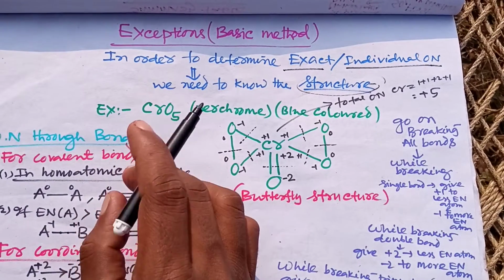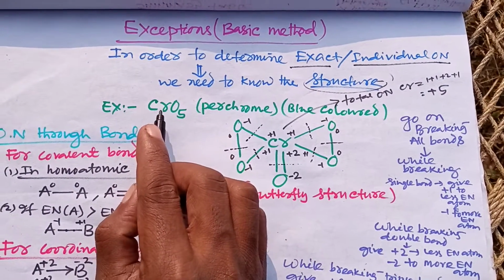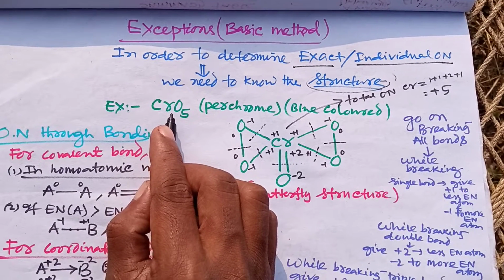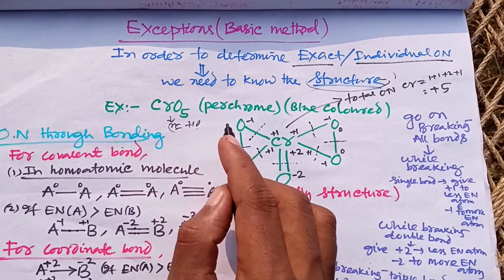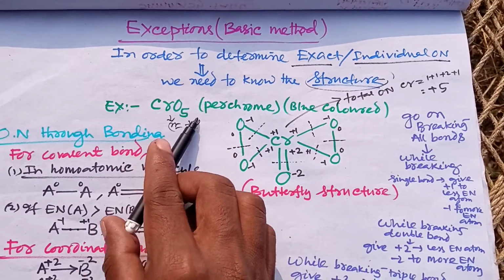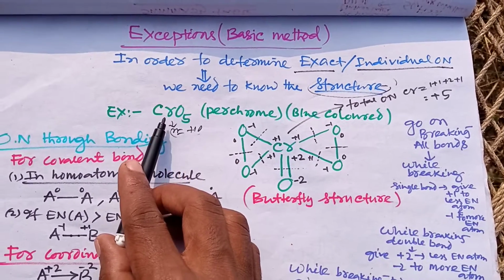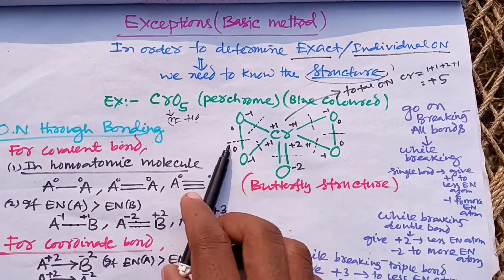If you calculate the oxidation number of chromium by the x method, it will be +10, which is not possible. So you have to determine the oxidation state of chromium with the help of the structure.